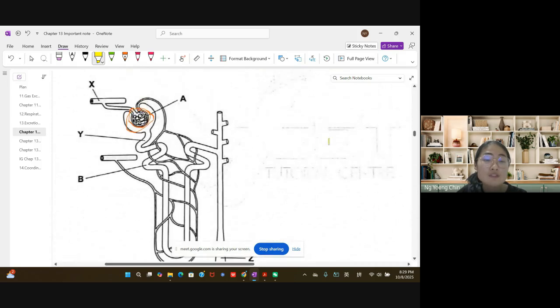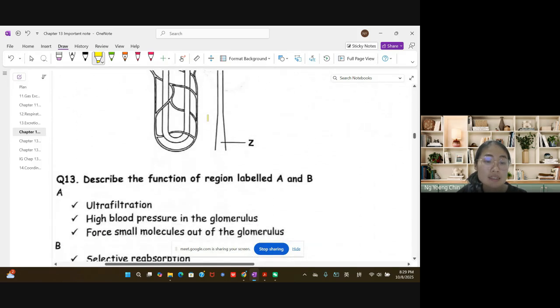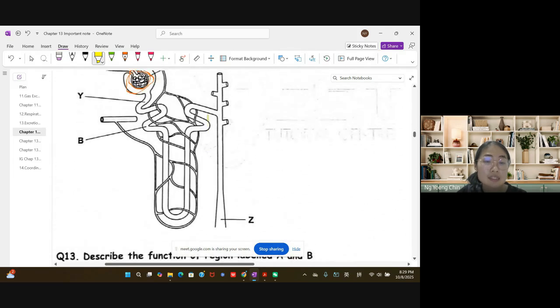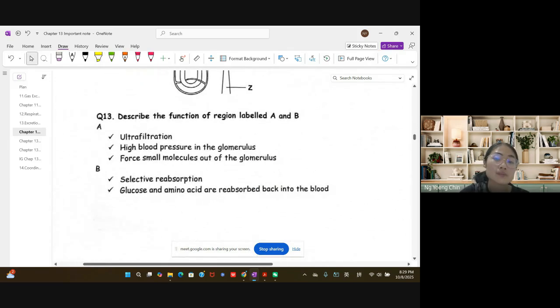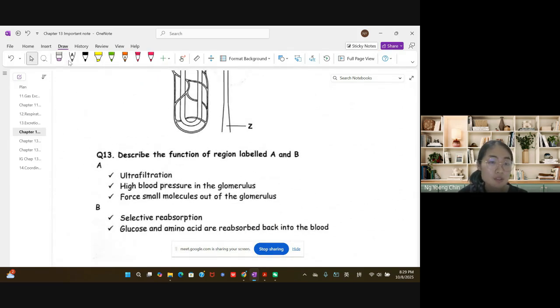Also describe the functions labeled as A and B. A is the glomerulus. So for the glomerulus, you just need to write about ultrafiltration. This is a keyword for the glomerulus. Glomerulus ultrafiltration: they just help filter away the small particles. And this one, B, will have selective reabsorption.